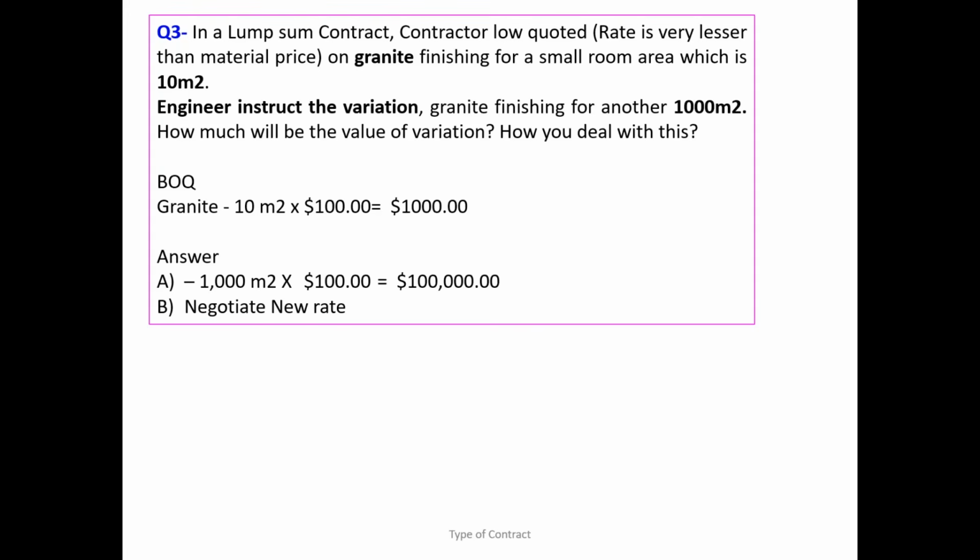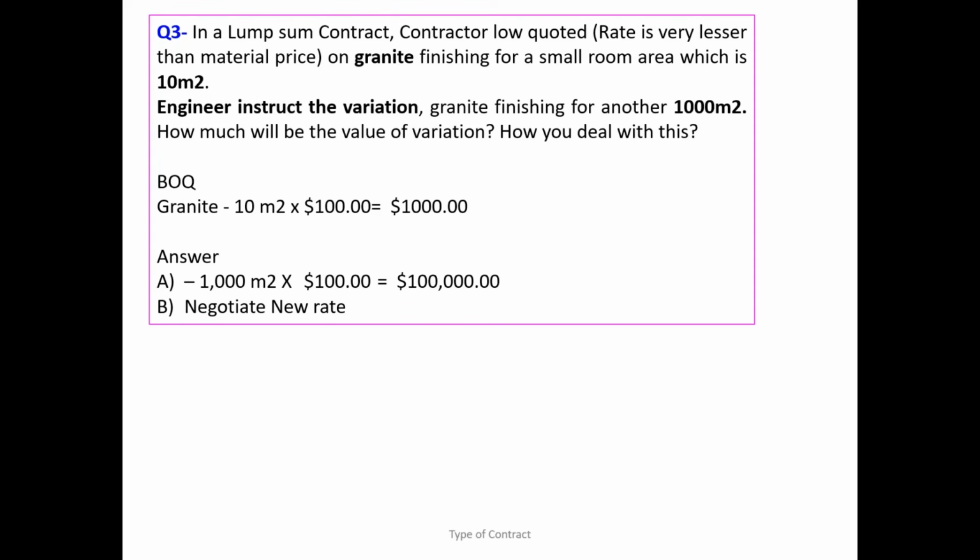The project cost and time are going to be changed because it's bulky work and a lot of work to be done. So the right way is a negotiation with the new rate, because that is not the original scope of work. The lump sum contract is defined for the defined scope of work only, not for other additional work.